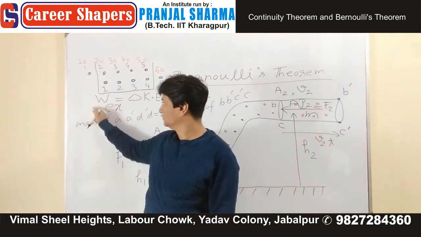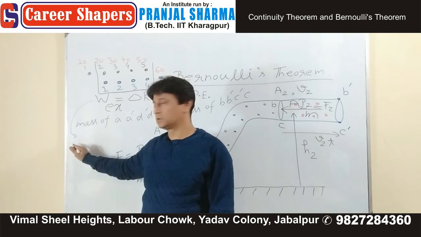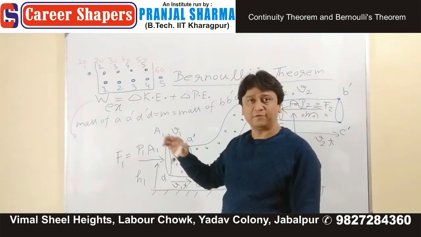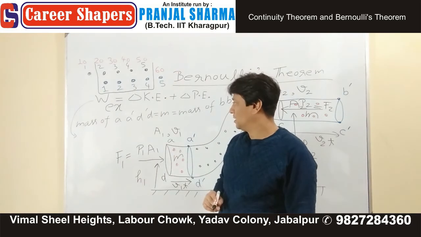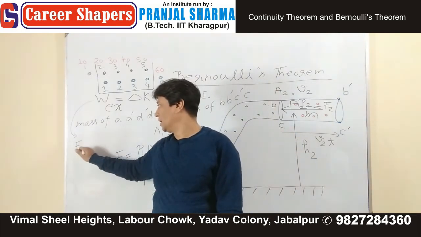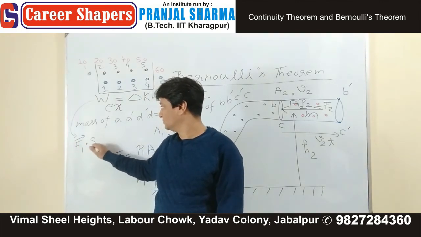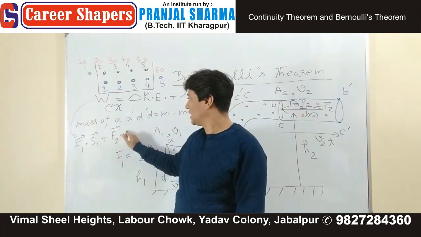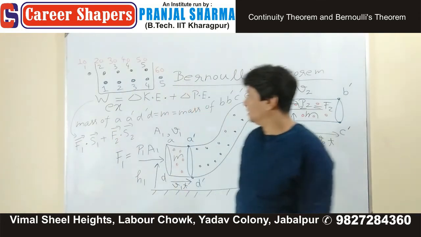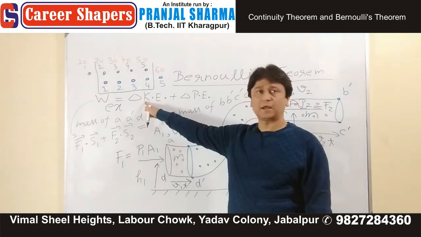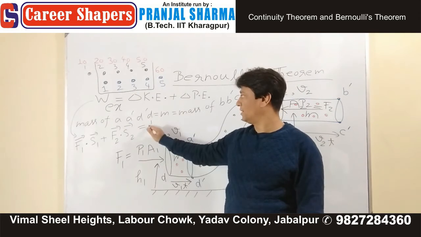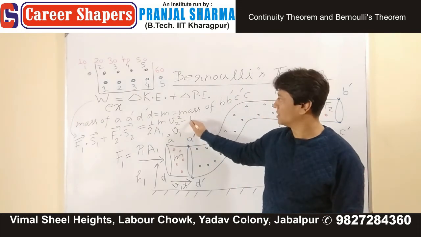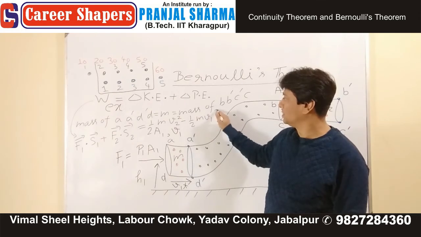Let's find the whole thing. Force. I'm directly using force. If you wish, you can write F1 dot S1. Or let me do the same. F dot S, in case you get confused, plus F dot S, which is equal to what? Delta Ke. What is delta Ke? Half M V2 square minus half M V1 square.